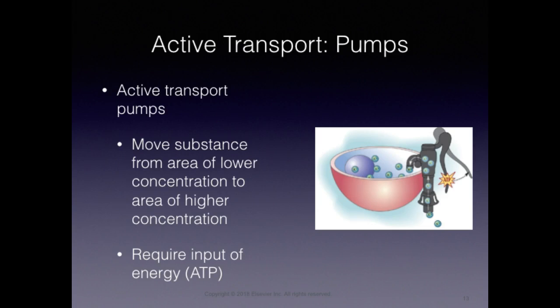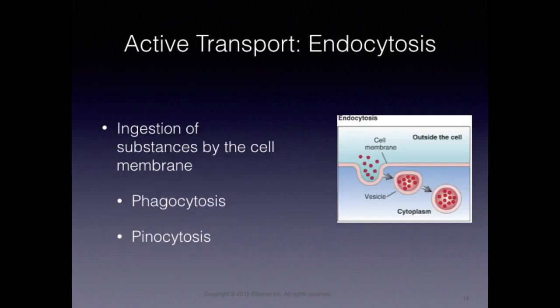So the transport pumps, this is where an input of energy is required. They pump from an area of lower concentration to higher concentration. This is common with potassium into a cell because we have potassium in our cells, but most of it is located inside the cell. So in order to get more into the cell, it needs help to get in there. So it requires ATP.